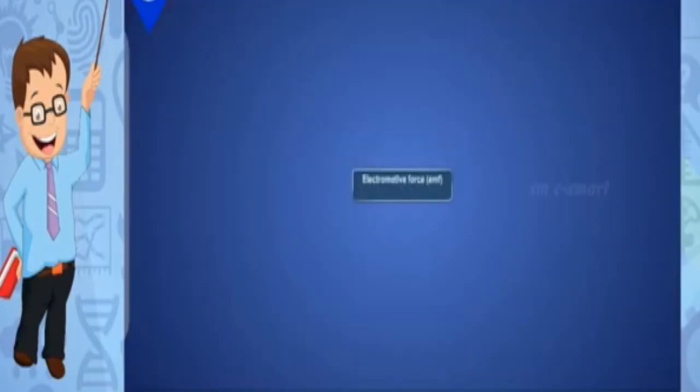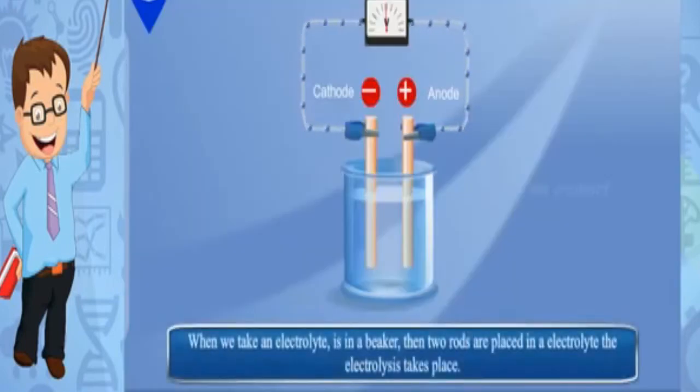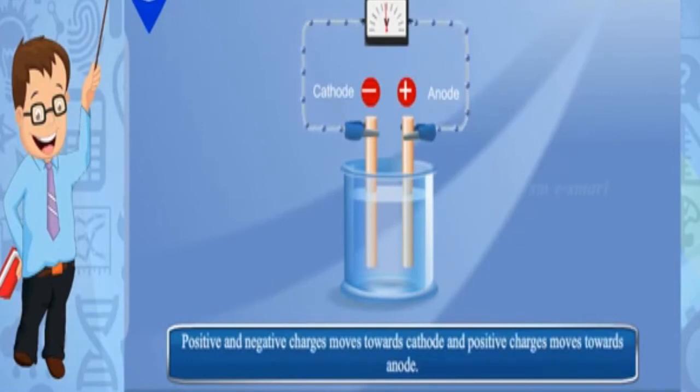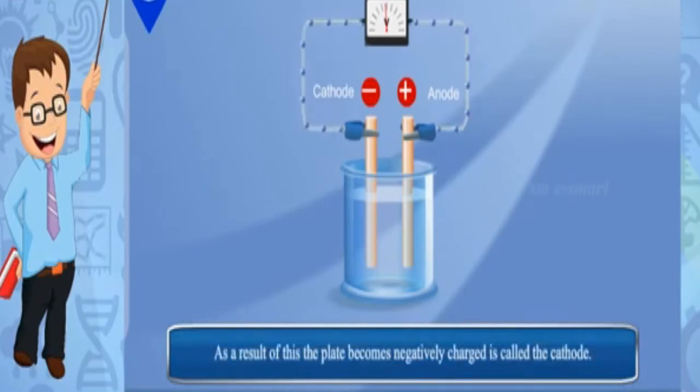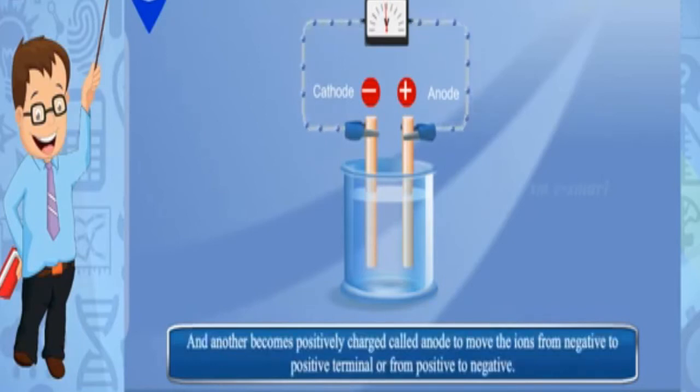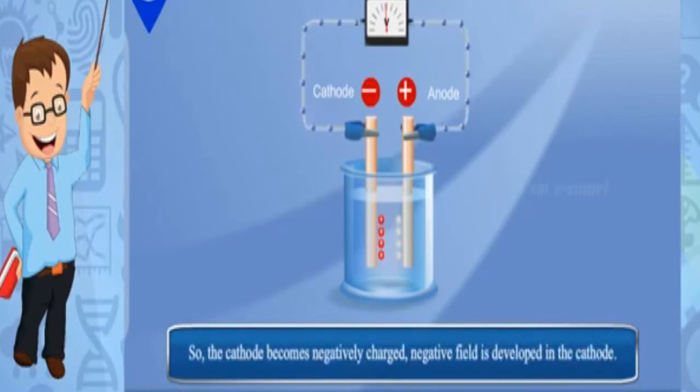Electromotive force, EMF. When we take an electrolyte in a beaker, then two rods are placed in the electrolyte. The electrolysis takes place. Positive and negative charges move towards cathode and anode. As a result of this, one plate becomes negatively charged, called the cathode, and another becomes positively charged, called anode. To move the ions from negative to positive terminal or from positive to negative, the cathode becomes negatively charged.